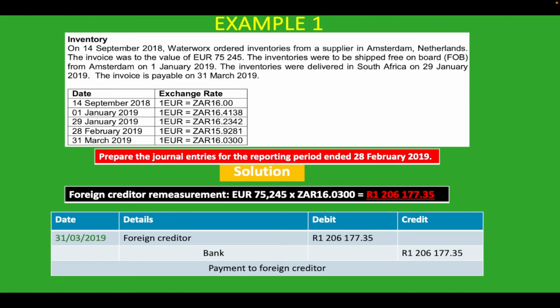So what I'm saying is, in all your journal entries, you've got the foreign creditor on the credit side the first time, recognizing obviously that you owe your creditor, and then foreign creditor on the debit for the other two journal entries. You just net them off and it should give you the same answer. Okay, so let's go back.